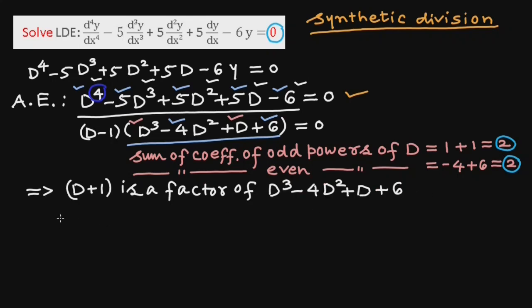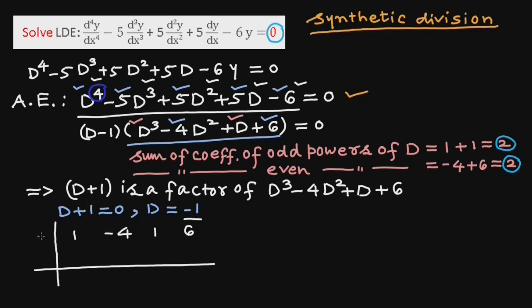So for synthetic division, we write d plus 1 equals 0, which gives d equals minus 1. Now for synthetic division, we write in a row coefficients 1, minus 4, 1, 6. Then we write this minus 1 here. We write this 1 here. Minus 1 into 1, minus 1. Minus 4, minus 1, minus 5. Minus 1 into minus 5, 5. 1 plus 5, 6. 6 into minus 1, minus 6. 6 minus 6, 0, which is remainder of this synthetic division.